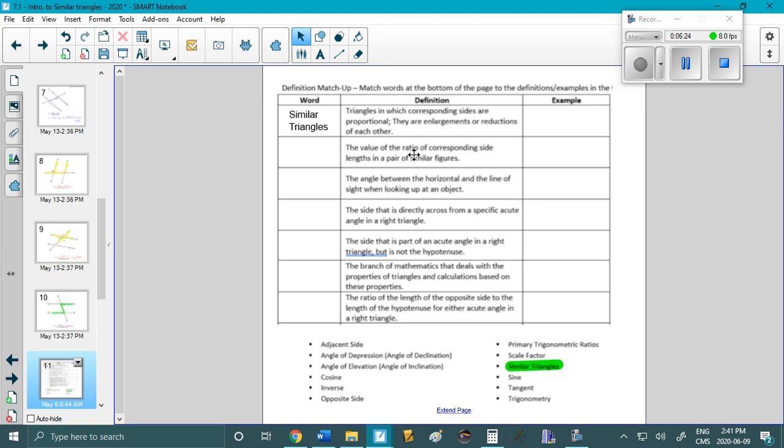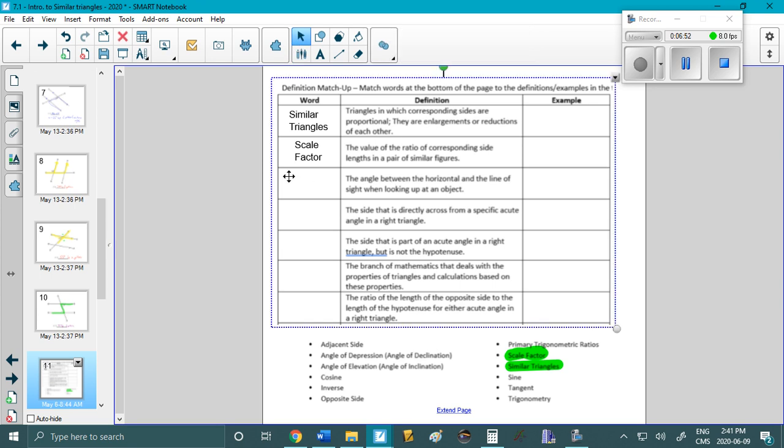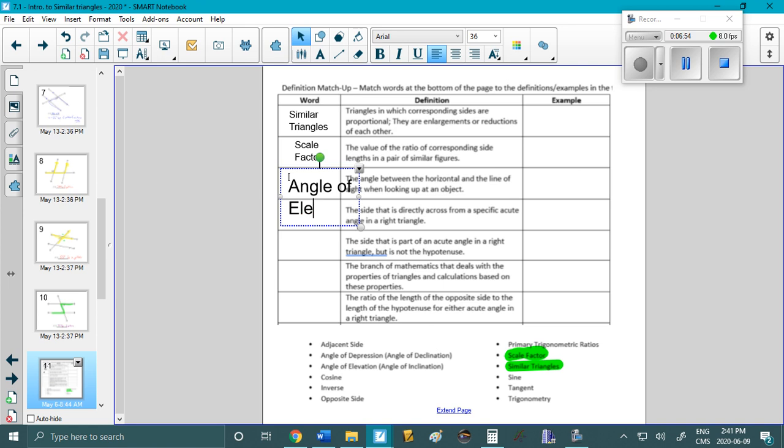Next one, the value of the ratio of corresponding side lengths in a pair of similar figures. This is called the scale factor. So for example, if two triangles are similar and one's just twice the size, the scale factor would be 2. So we can cross off scale factor. The angle between the horizontal and the line of sight when looking up. So this is going to be the angle of elevation.